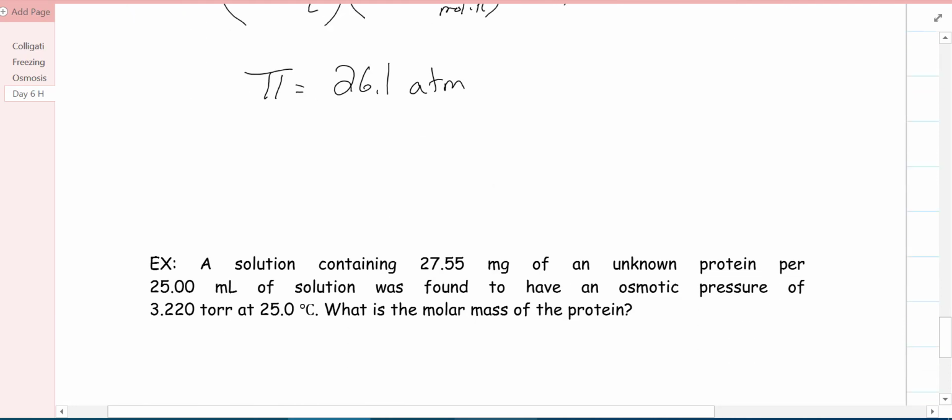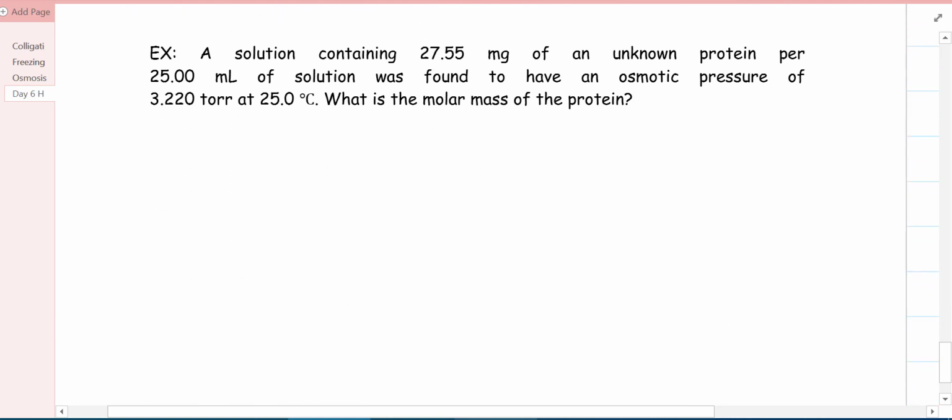All right. One more of these. A solution containing 27.55 milligrams of an unknown protein per 250 milliliters of solution was found to have an osmotic pressure of 3.22 torr at 25 degrees Celsius. What's the molar mass of the protein? Okay, well, let's look at that. I have pi equals iMRT. Okay, do I have T? Check. 25 degrees C, which is 298 K, right? Or 298.15 or whatever you want to use.